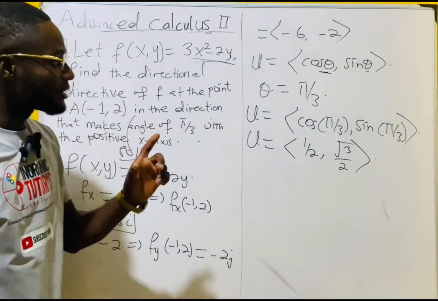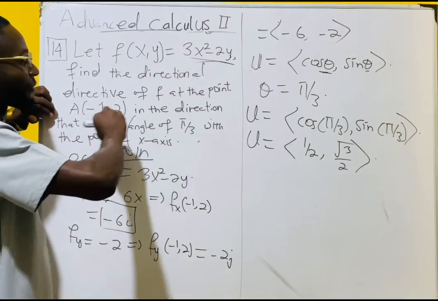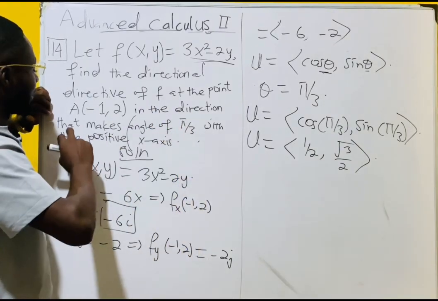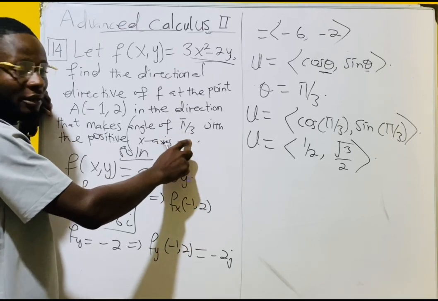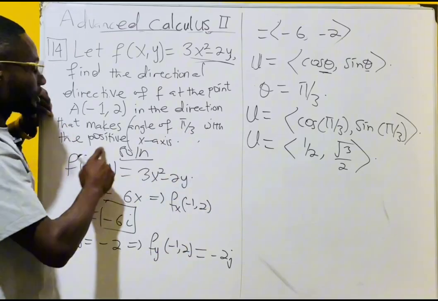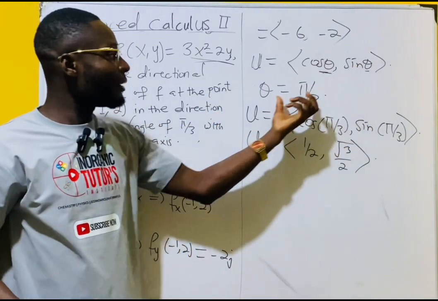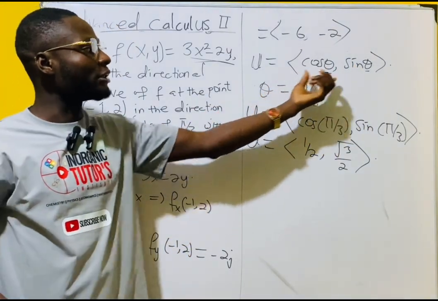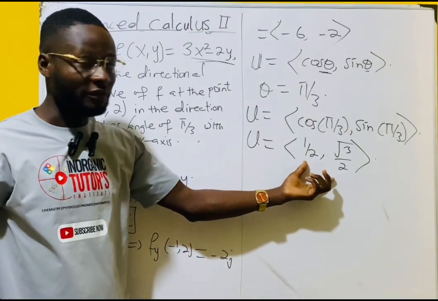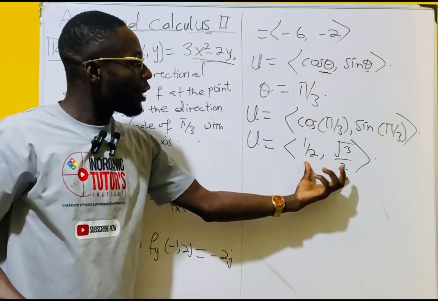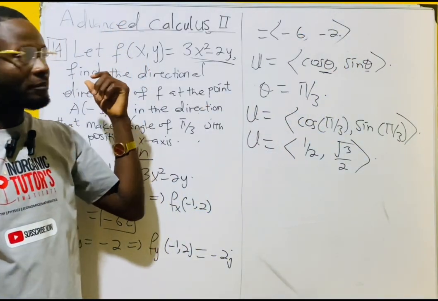So always, if you are given the unit vector in the direction that makes an angle, it can be any angle, with the positive x-axis, then this is what you are going to use. It means that you're going to substitute the angle into this to find your unit vector. So this is the unit vector we have obtained. So we just need to dot this with this to get the directional derivative.